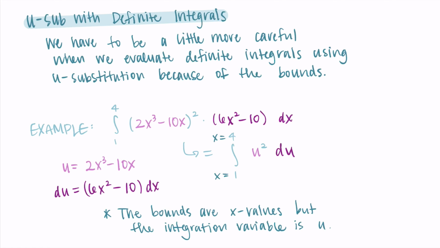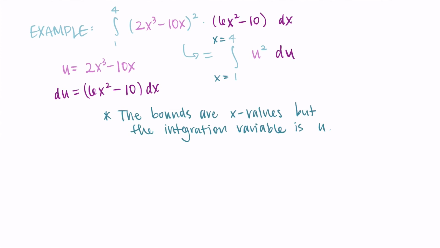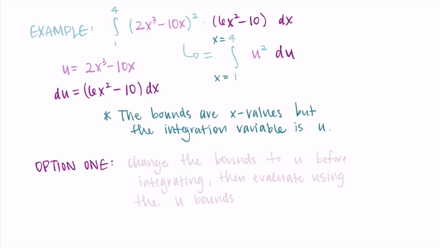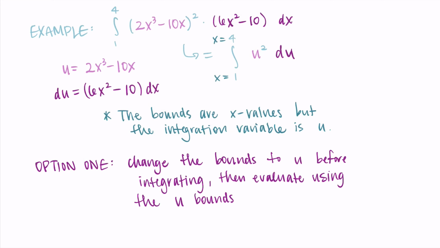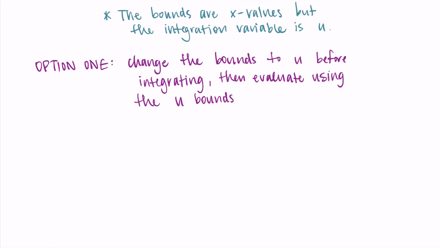In order to keep track of the integration variable and the bound variable, we have two options. You can use either of these options, but you'll probably find that one works better for you, and then you can stick to that. Option 1 is that we change the bounds from x to u before we integrate. Whatever the variables were originally, we change the bounds also to u, and then we evaluate everything using the u bounds. So we write ourselves a new problem where everything is u, and we don't have any x's left over anymore.